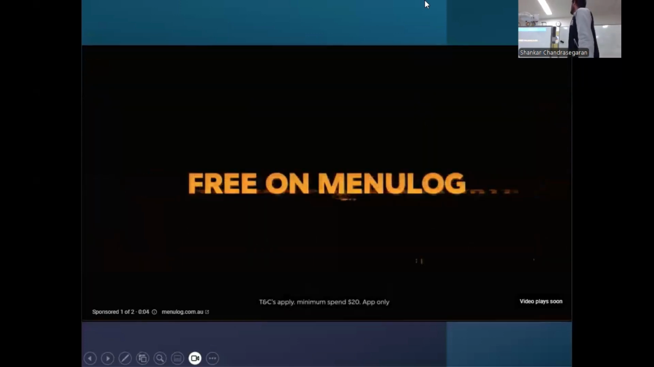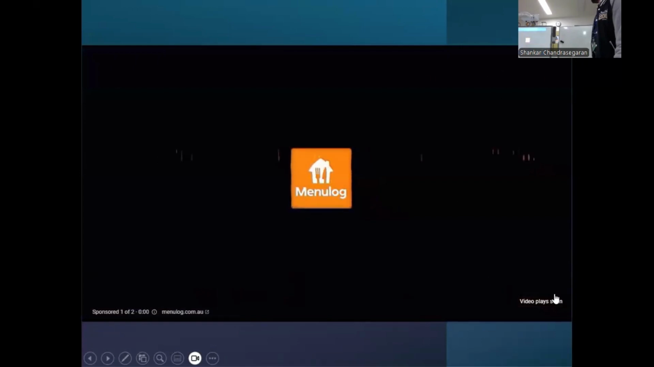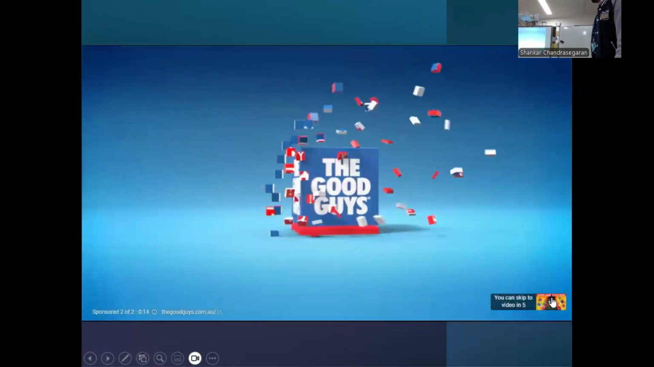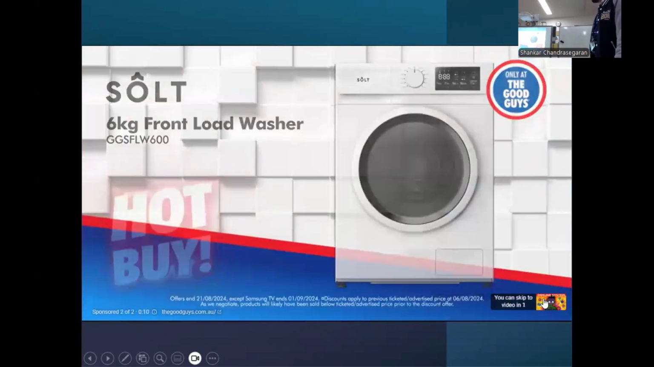Get KFC delivers for free on menu bar. Use code FREEDOM100. I thought it's so cheap. The good guys are always the only one now. If they start saying like what should I need before you? Stop this.